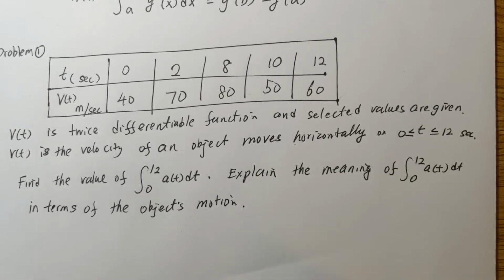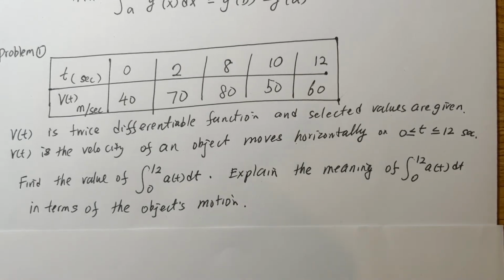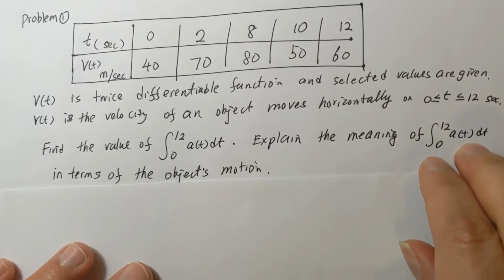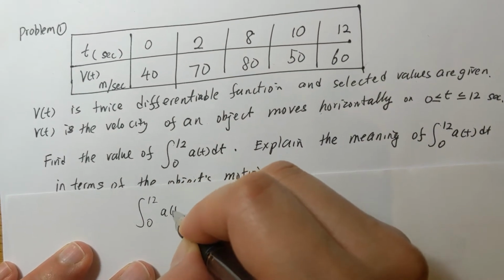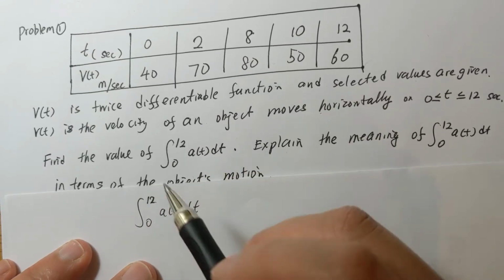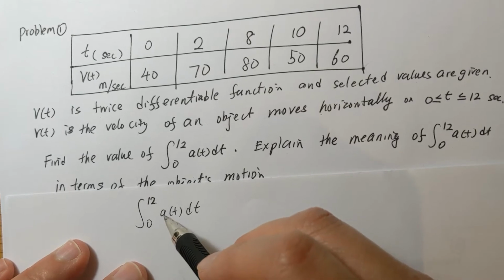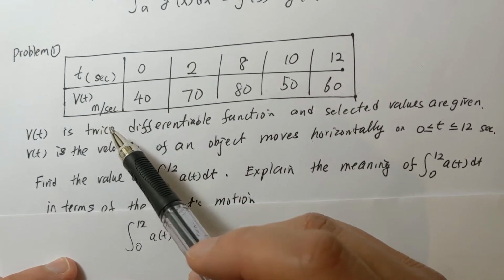So now let's take a look at the question over here. We're supposed to find the value of the integral from 0 to 12 of a of t dt. We know that this represents the area under the curve of a of t, but we do not have the graph of a of t, and we do not have the function a of t.